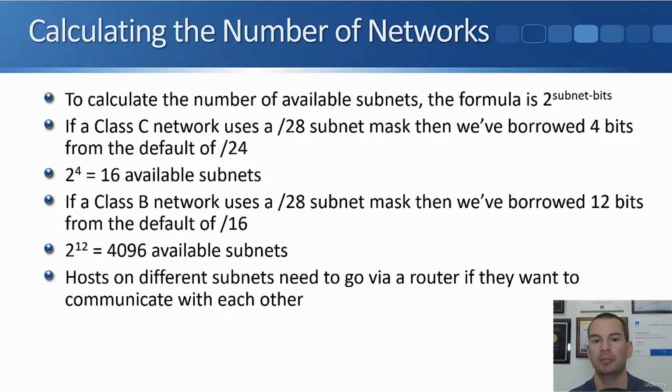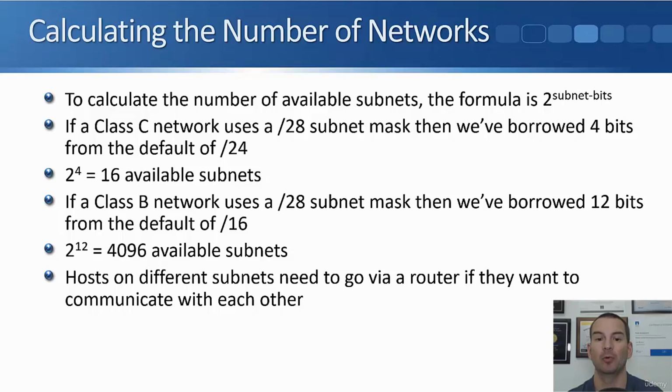To calculate the number of available subnets that we're going to get by moving the line to the right, we use a formula of 2 to the power of subnet bits. Now, the first time I saw this, I thought, I don't know how to do to the power of, never really covered that in school much. Don't worry, it's super simple, as you'll see as we go through these next few lectures.